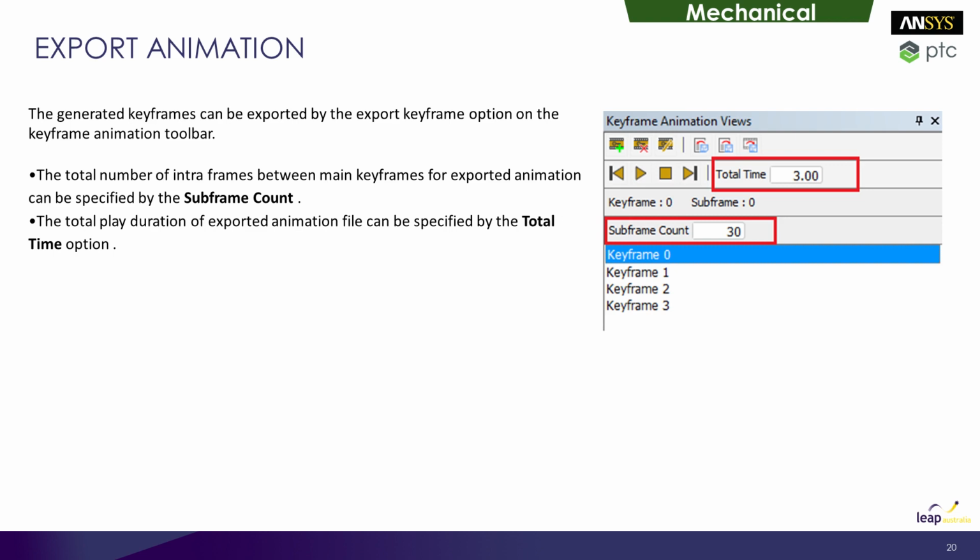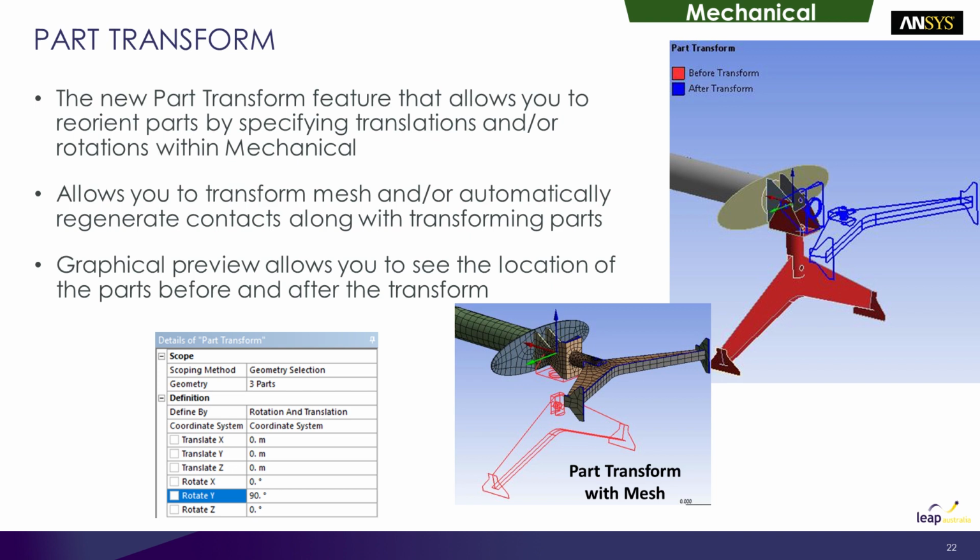Okay, part transform. This is quite a useful tool. This allows you to modify your geometry within Mechanical without having to go back to your geometry modeler.